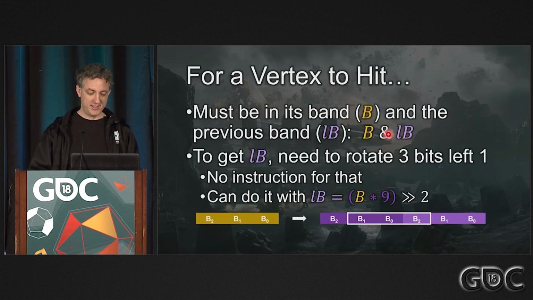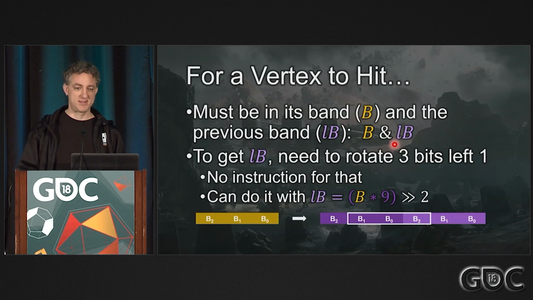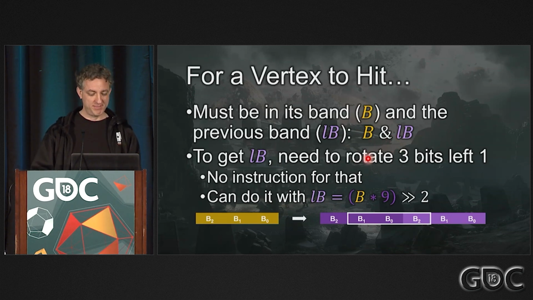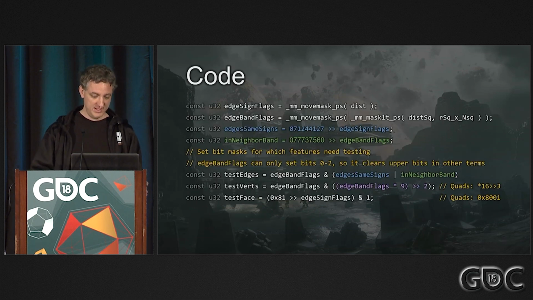To get the left rotated band, we need to rotate 3 bits by 1 bit. There's no instruction for that, but we can use this to do it. We can multiply by 9 and shift right 2. Multiplying by 9 makes 2 copies of the bits, and then shifting right 2 keeps just these 3, so this is actually rotated. This also keeps this bit, but we don't care. We won't use it. It becomes this code you can look at later.